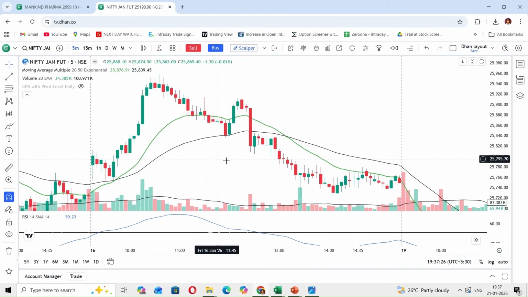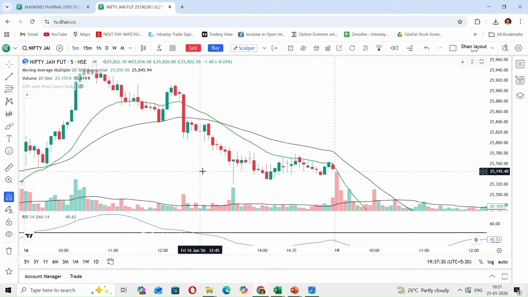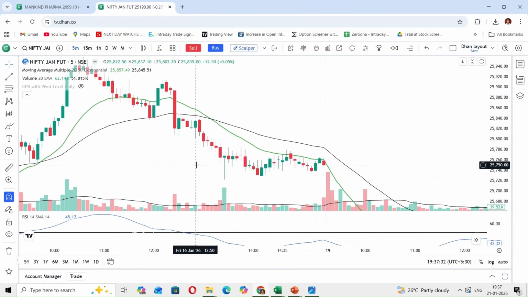Now again, where is the setup formed? No, there is no setup. Yeah, here there is a setup. First candle, second candle, third candle, right? Here is the setup. But if you see, the 20 EMA is still above the 50 EMA after this candle also. So I will ignore this particular setup because the 20 EMA should be below the 50 EMA. So we will not take a trade here. Fine.